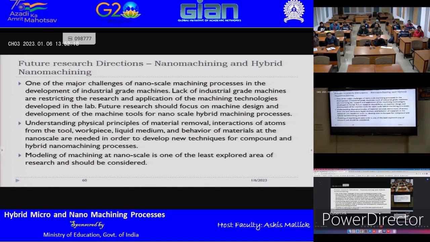One of the major challenges is an industrial grade machine. We use AFM, right, to modify. So that's something you need to consider. Maybe you can modify AFM or STM, but then come up with a design that is sellable, that you can actually bring to the industry.